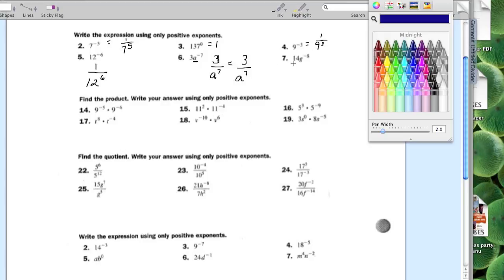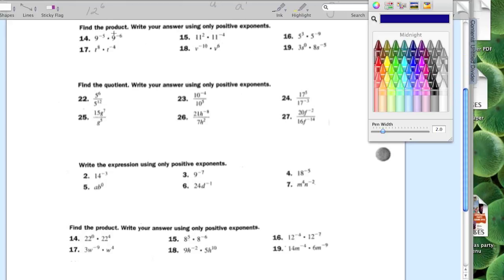Number 7, again, 14 is a coefficient. My base is g, so I can focus on that first. And I know that if I have a negative exponent, it goes into the denominator, so it's g to the positive 8th. And 14 is a coefficient unaffected by the exponent, so it's just going to stay in the numerator where it already is. Because really that's 14 over 1, so that 14 is in the numerator, which is why it stays in the numerator.